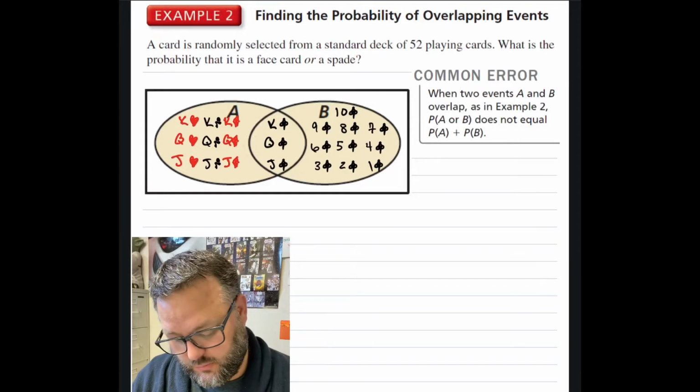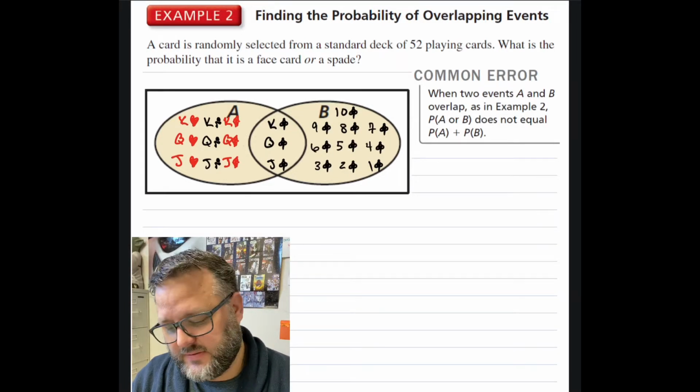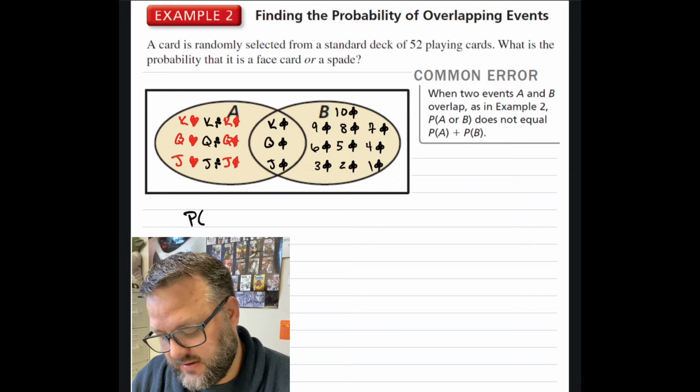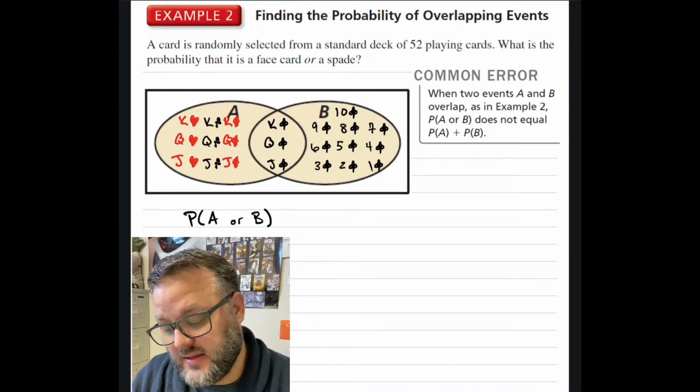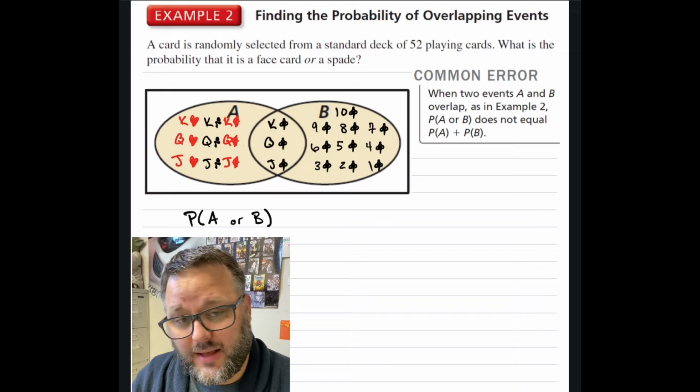All right, ladies and gentlemen, we're back. I'm going to kind of fast forward here. We're using the same idea of probability of event A or B happening, but there's a problem. In this problem, there's going to be overlapping events.